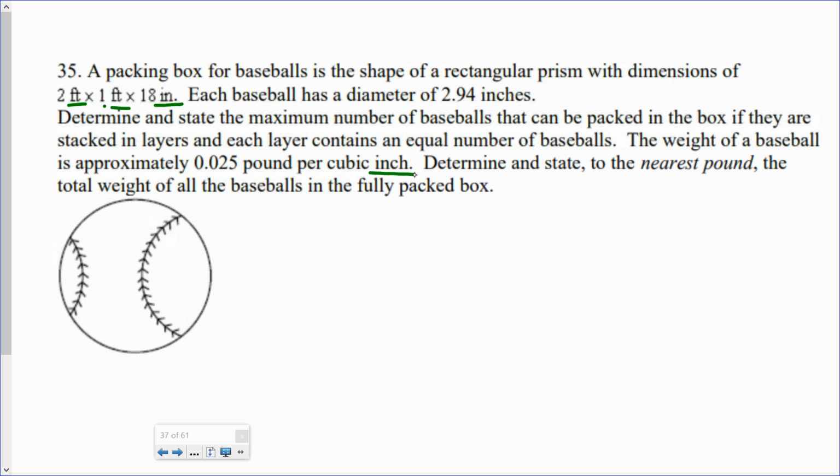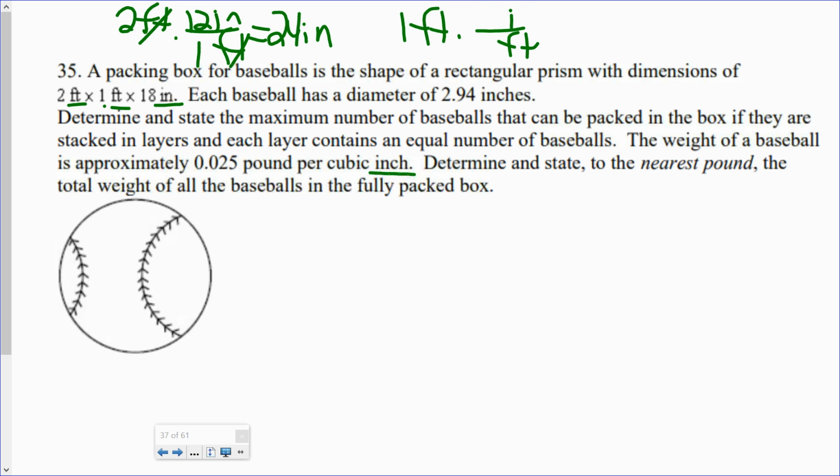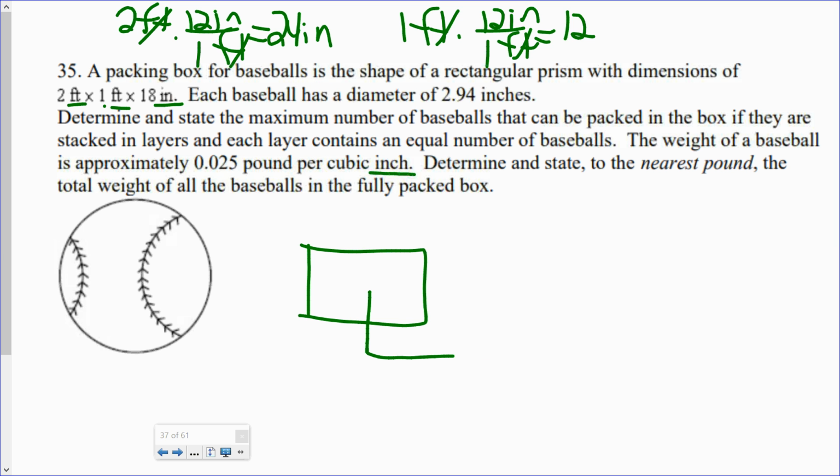So I'm going to take my 2 feet and convert it to inches. 12 inches in 1 foot. That's 24 inches. You might be saying, Schlansky, I know that there's 24 inches in 2 feet. Good for you. But if you don't, then this is what you're going to do. 12 inches, 1 foot, 12. So a packing box. Right now, I'm going to start by making this packing box. It's 2 feet, so that's 24 by 12 by 18.